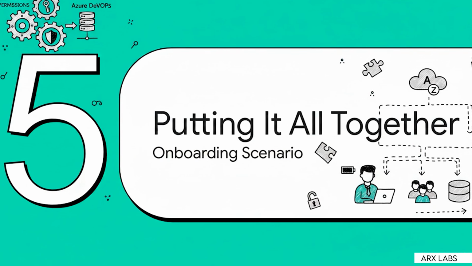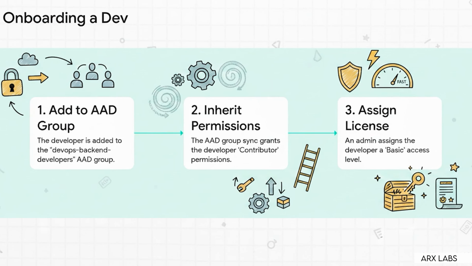So we've talked about these three pillars: membership, permissions, and licenses in theory. But what does this look like in the real world? Let's walk through a super common scenario: bringing a new developer onto the team. This is where it all just clicks. Look how smooth this is. Step 1, that's our membership pillar. The new dev gets added to an AAD group. Step 2, permissions. That group syncs up and they instantly get the contributor rights they need. And step 3, licensing. An admin gives them a basic license and all their tools are unlocked. It's clean, it's automated, and it's ready to scale.